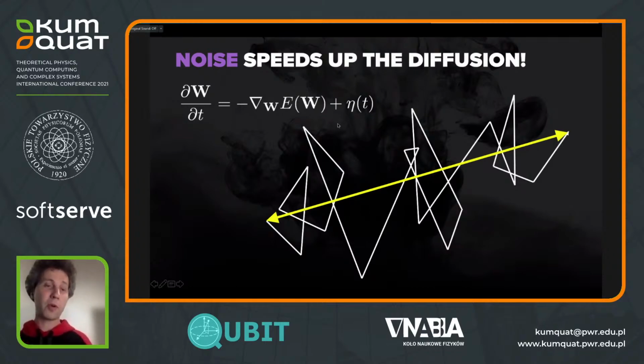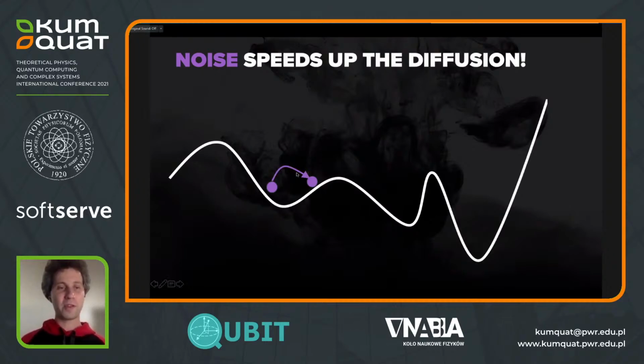So how does it work if you apply this intuition now to machine learning? First you start from some energy landscape, and think about this as if you have a low energy.